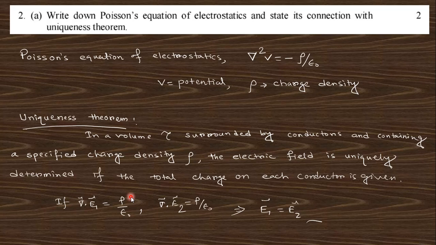That means if you take two defined electric fields, this one satisfies Poisson's equation, and this one also satisfies Poisson's equation. Finally you can see that E1 equals E2. That means the electric field is unique, that is, the same in value.